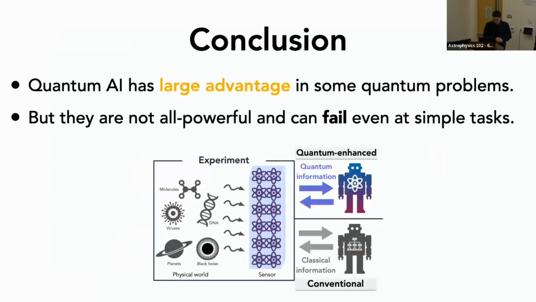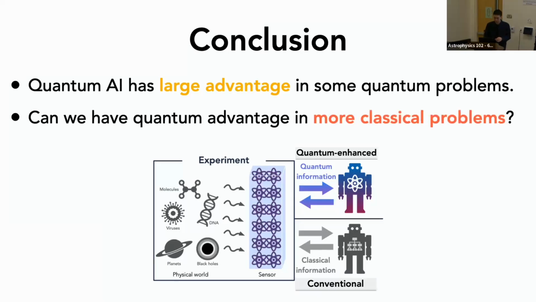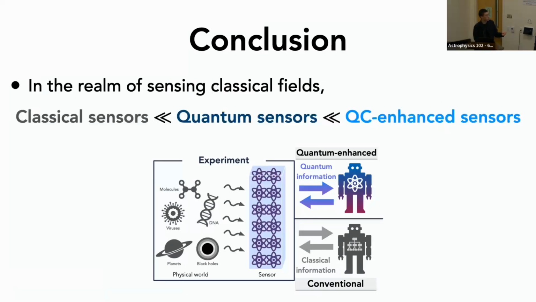So finally, to conclude, over the past several years, the community has identified that quantum agents have large advantages in all kinds of quantum problems. However, more recently, we've also seen some results showing that they're not all powerful and can fail and lack advantages even at some very simple looking tasks. And this raises the question: can we have quantum advantage in more classical problems? One of the directions that we have been pursuing is sensing classical fields.